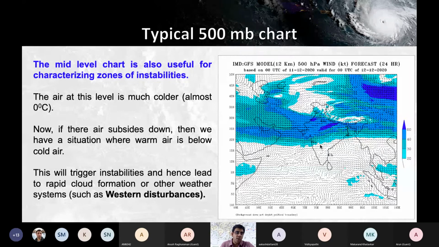because the air at this level is colder, almost 0 degrees. Okay, so what happens is as it dips down, it creates an instability, and that pool of air can move to lower levels. That lower level air can be very cold, and that is what gives rise to these winter chills.